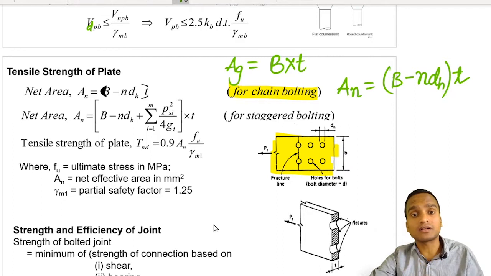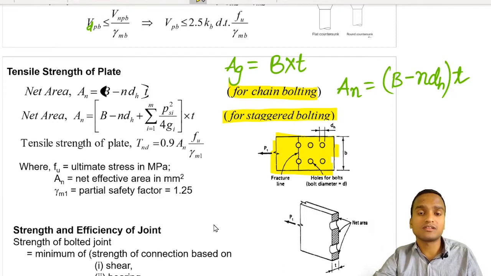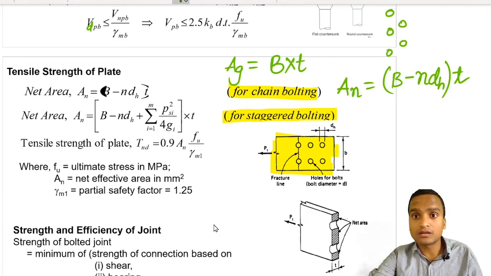Now there is another pattern of bolting, that is the staggered pattern of bolting. In a staggered pattern of bolting, because it is staggered, the critical section will follow a staggered path if it wants to break the plate. So due to staggering, the path length will increase, isn't it? The path length will increase. If I draw the diagram of staggered bolting, it is like this, so the failure will occur in this direction. It will start from here, okay, and it will continue like this, and this, isn't it?